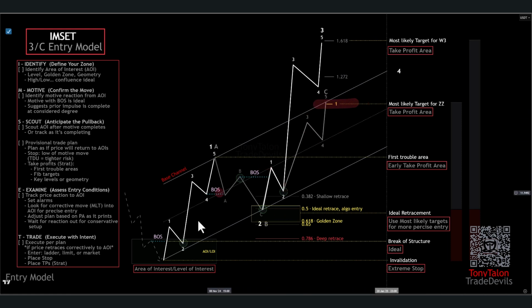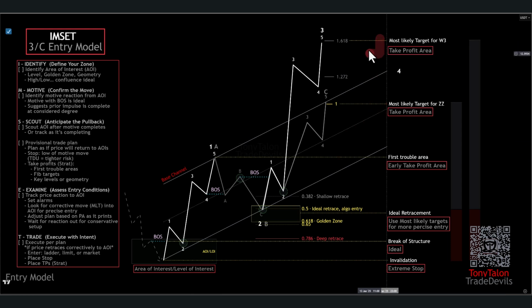The 1-to-1 of the wave A here is a good spot to look, as well as coinciding with the base channel here. These are the two most likely targets of a zigzag to take advantage of, and you want to scout this out ahead of time and potentially see if there's anything else in the way to the left. Again, if there are any other troubled areas, a level, some fibs, another golden zone, something to the left, if something's going to hinder the price action from continuing the way you want it to, you're going to want to take profit at least in that area so you don't have price action come back on your entry. This would be another consideration for a take profit using this model.